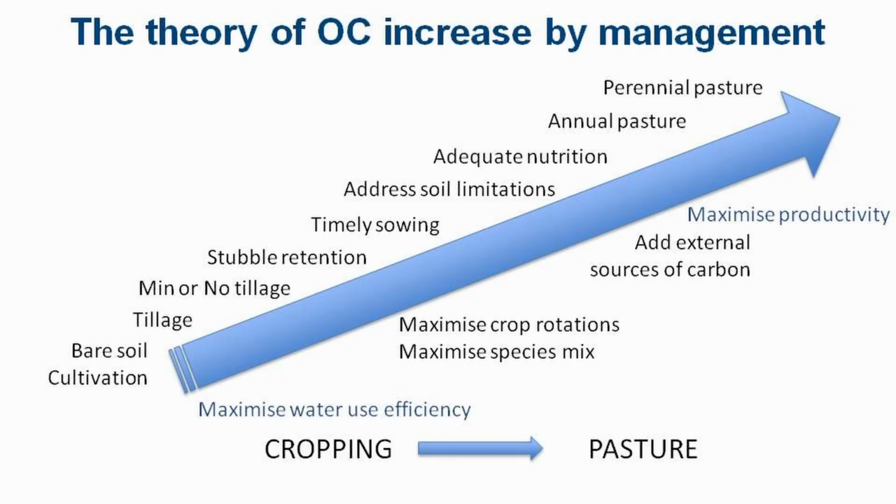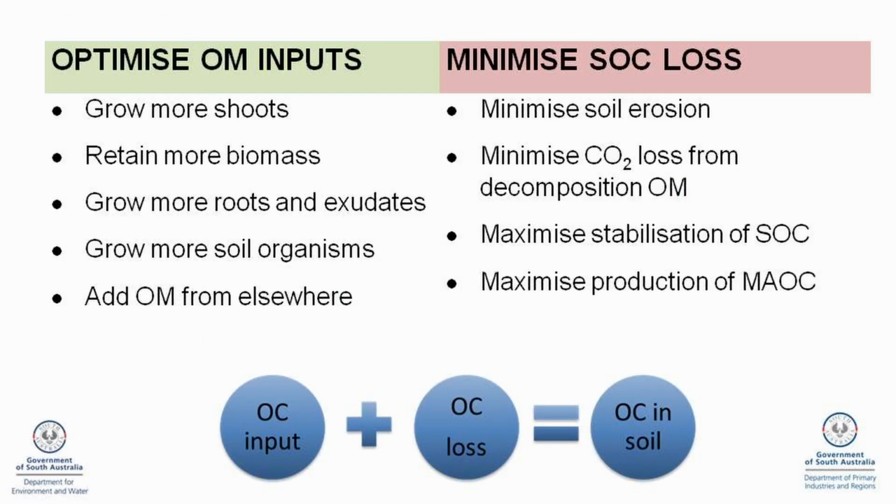So we can talk about management practices all we like. There are always tweaks on what we can do in management practices, but really it gets down to the principles of either optimising your organic matter inputs or minimising your carbon losses. So in most of these areas, you're wanting to just have more input into the soil, be it grown roots or shoots, be it looking at having more root exudates put in there, or importing organic matter from elsewhere.